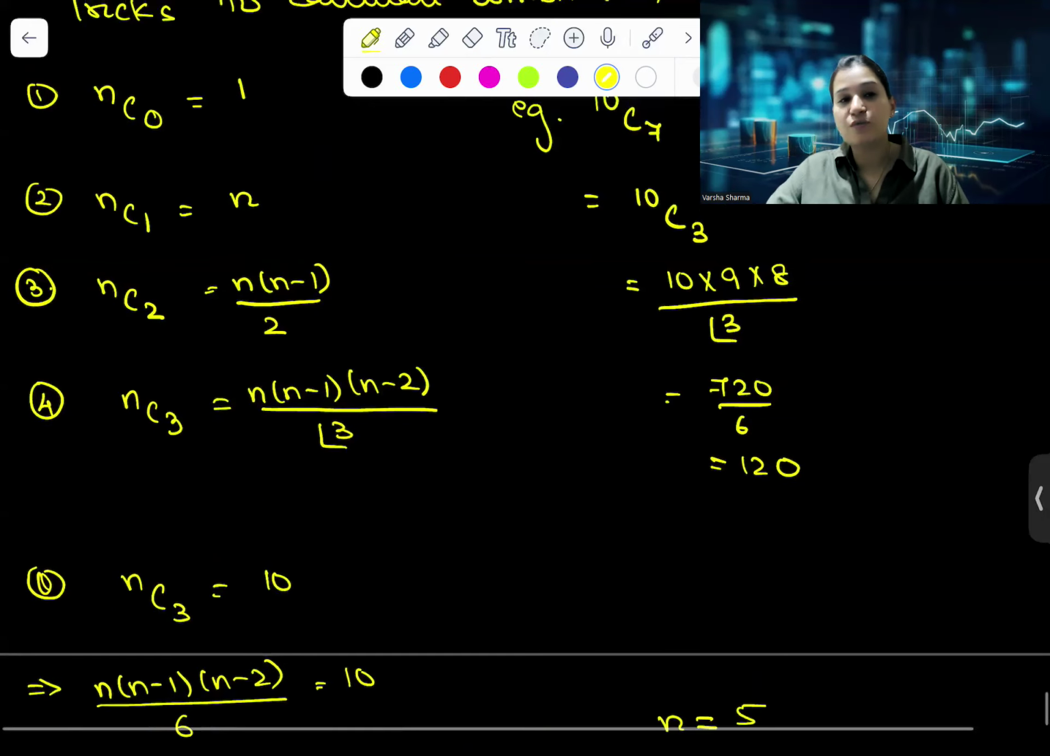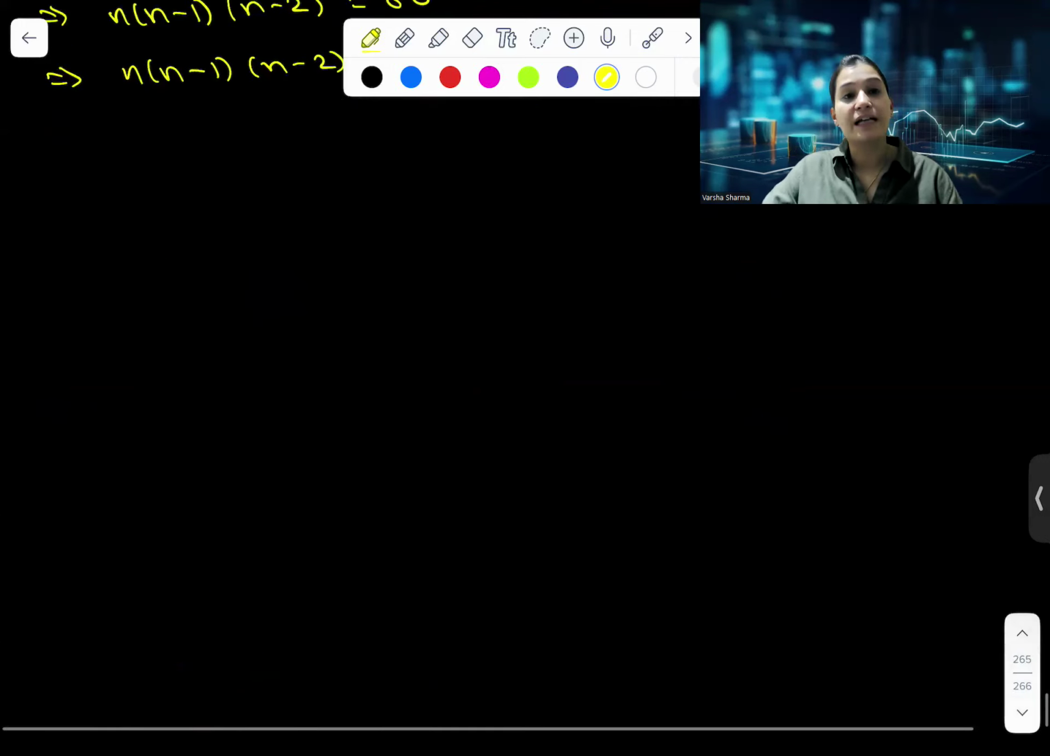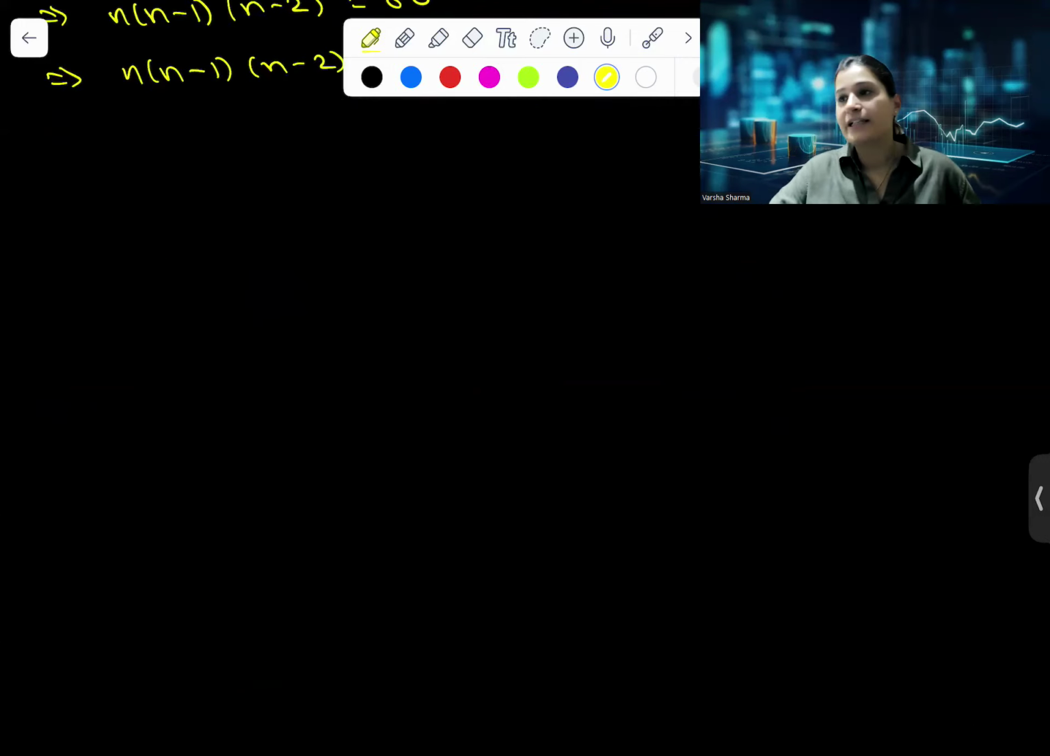We can use these tricks to make our calculations comparatively simpler, right? I hope you all understood. Now we'll move on to different varieties of sums: handshakes, lines, triangles, parallelograms, and all those questions. Let's start with handshake.